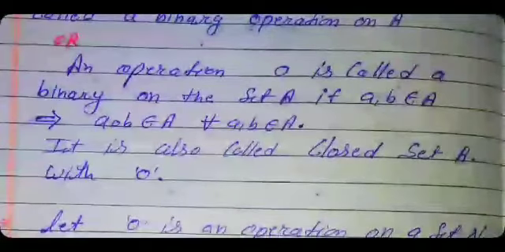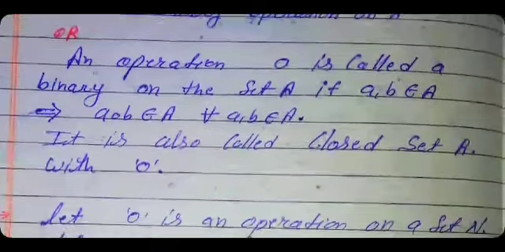And the other definition: an operation O is called a binary operation on the set A if a, b are two elements of A and then a operation b also belongs to A for all values of a, b. Then it is also called closed on A with the operation O. Then this operation is called the binary operation on a given set.